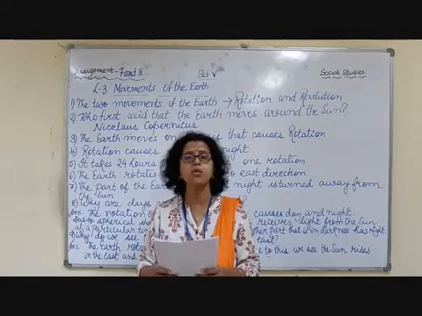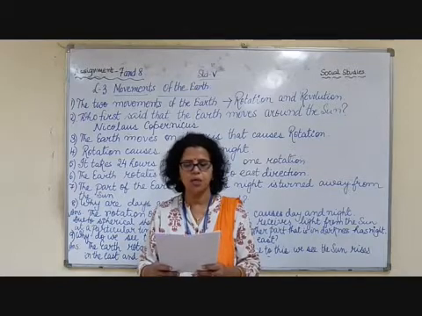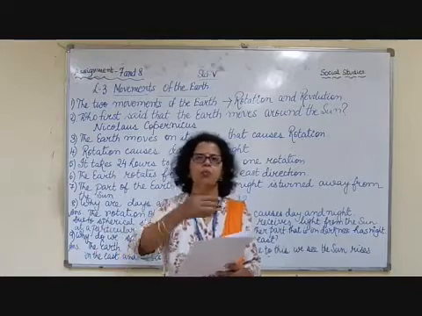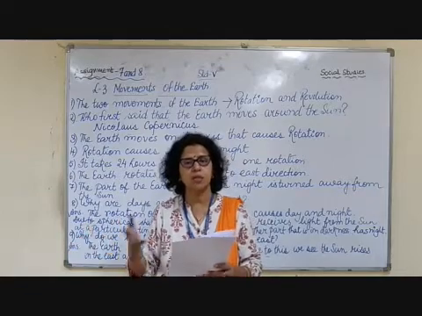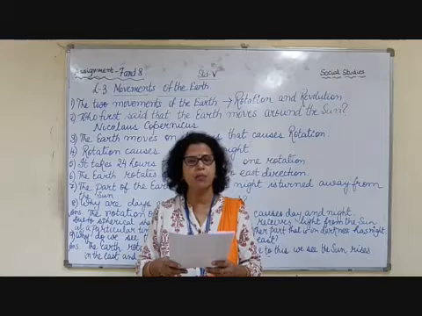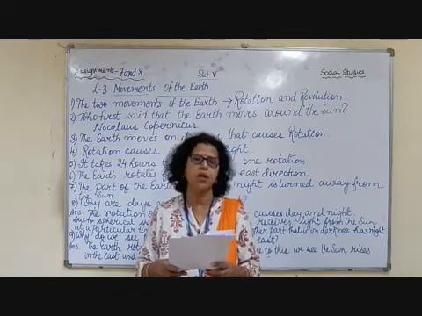Revolution: the earth revolves around the sun. It is called revolution. The earth rotates and revolves at the same time. So one movement is rotation and one movement is revolution. Two movements going simultaneously. Simultaneously means together. The earth has a fixed path in which it revolves. It is called orbit, and it is oval in shape.